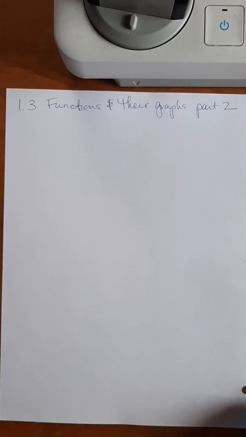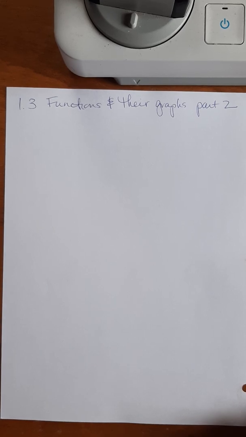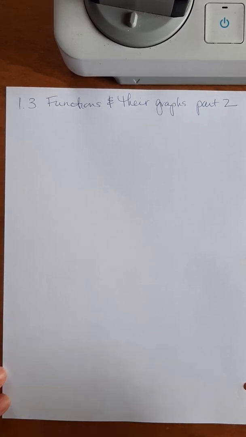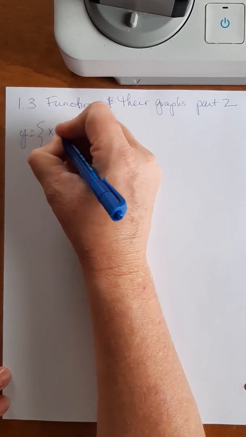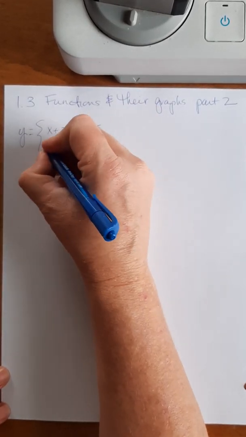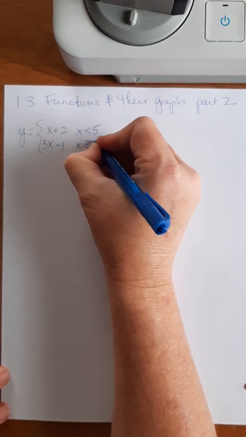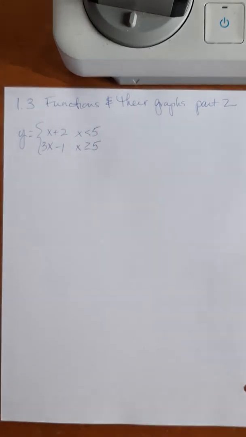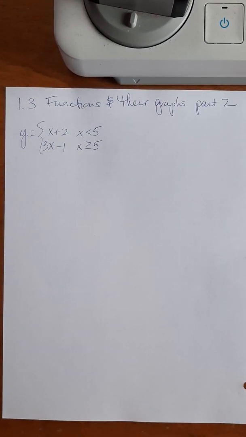Functions and their graphs, part 2. They are very meaty sometimes in these pre-cal sections. Let's say, for instance, I have something like this. We'll say 3x minus 1. What this is actually is a piecewise or a piece function. We'll graph it here in a minute.